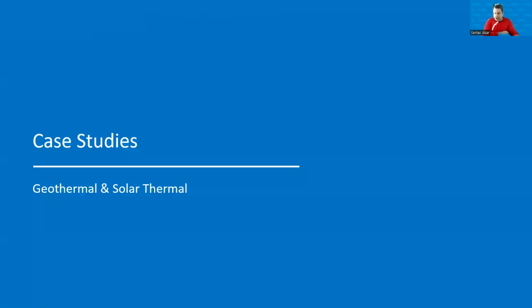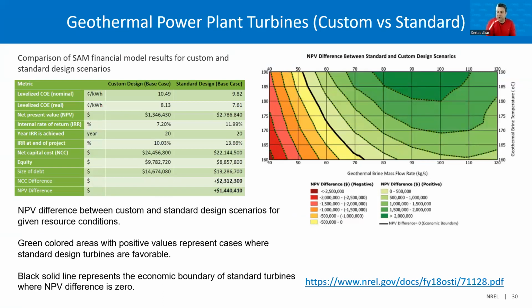After this, let's talk about some case studies. Our first case study is a geothermal power plant turbine case study with custom and standard design. This was designed for a 5 megawatt system. This is the link for the NREL report for this project. I put all the web links, so when you have the presentation, you can find the technical reports for those.